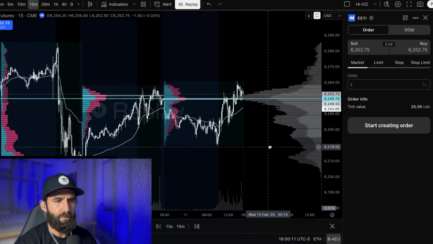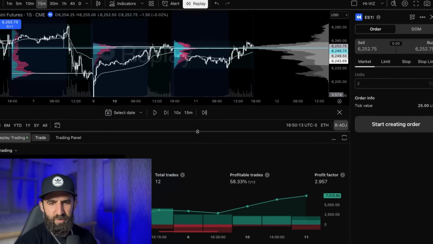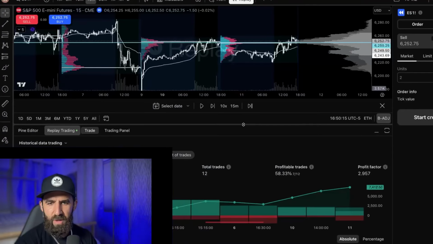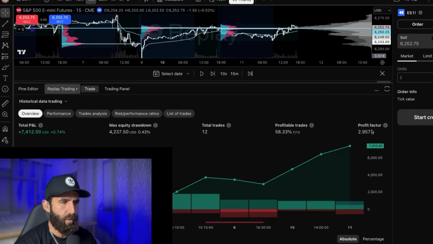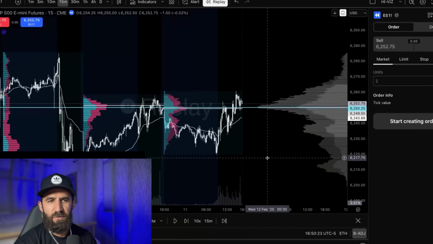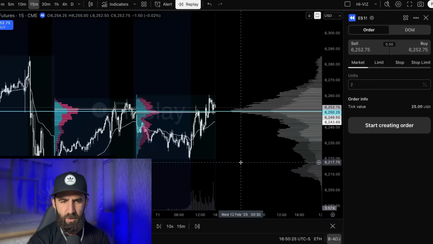All right. So here we are, $7,412 in profit, 12 trades. Looks like we have just over a 50% win rate. Again, not a big sample size, nothing crazy. If you wanted to backtest something like this yourself, I think you certainly could.